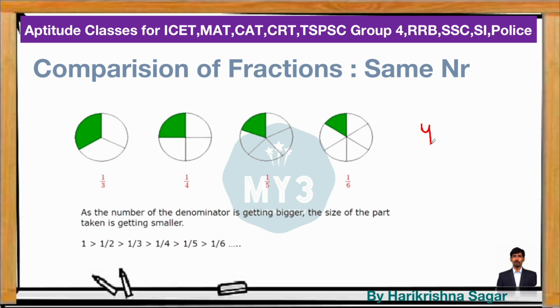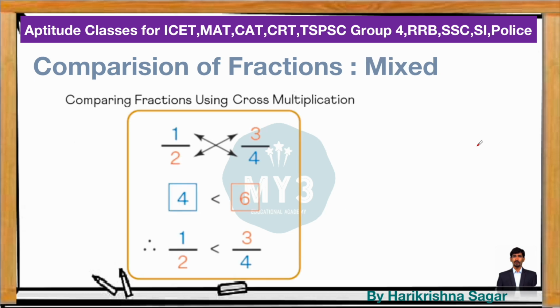For example, 4 by 9 and 5 by 9 are there. Which is greater? Because this comes under the case of same denominator, 5 by 9 is greater. So that is the same numerator and same denominator case. And apart from this, if you see any fractions which do not have the same numerator or the same denominator, we call them mixed fractions. We have fractions like 1 by 2 and 3 by 4. You have to figure out which is greater.